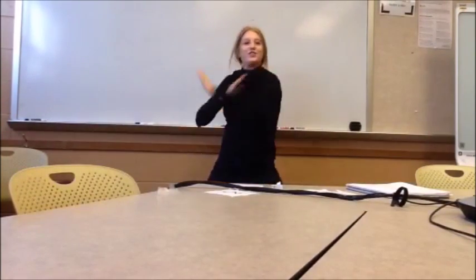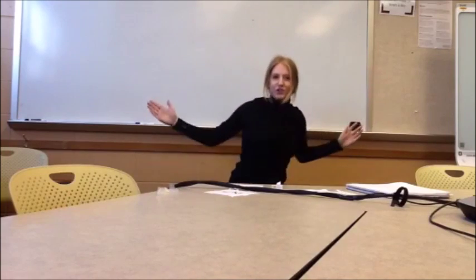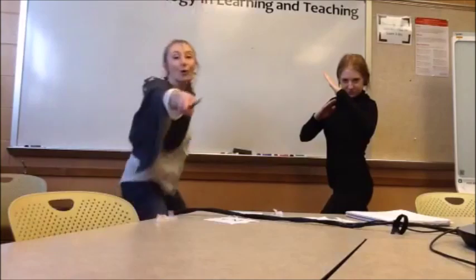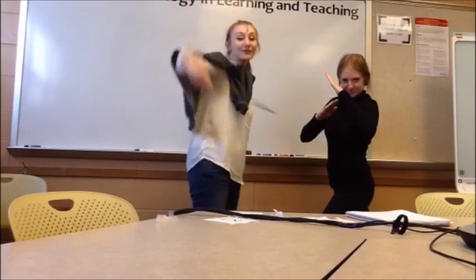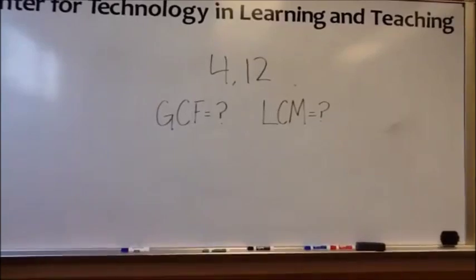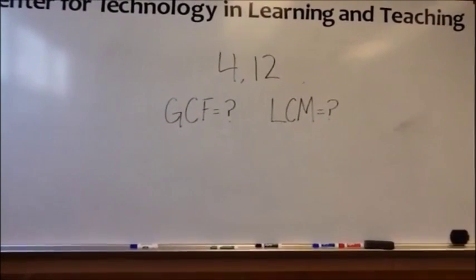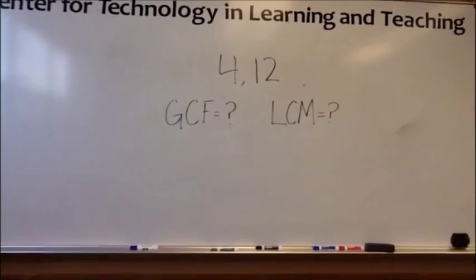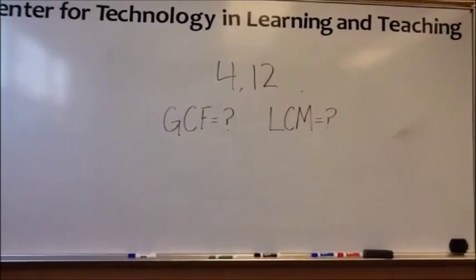Remember, I'm the factor ninja and I chop up numbers to make them smaller and to get the factors. And I'm the multiple magician, and I use my spells to find the multiples of each number. For your exit ticket today, please find the greatest common factor and the least common multiple between 4 and 12. You may use whatever strategy you would like. Pause the video now and restart later.